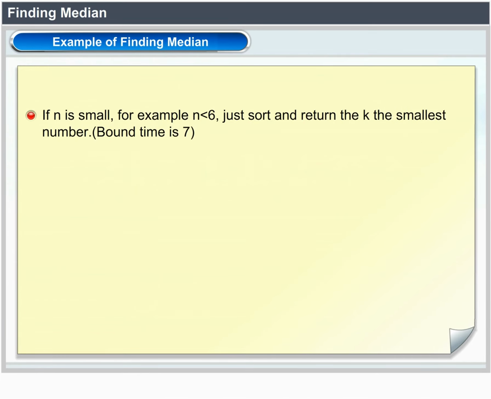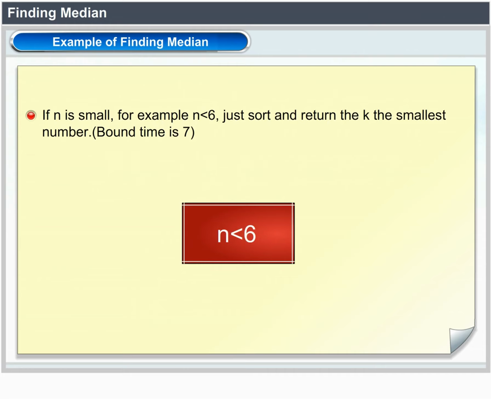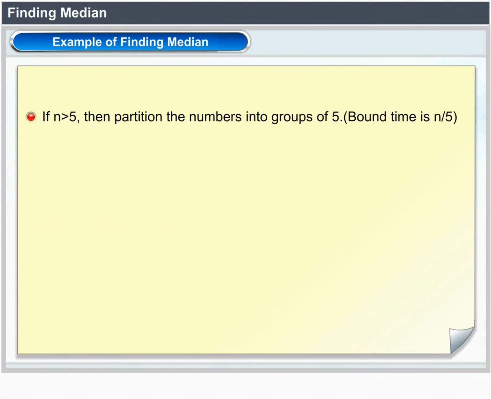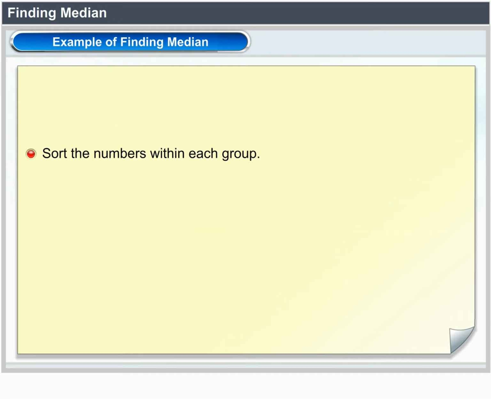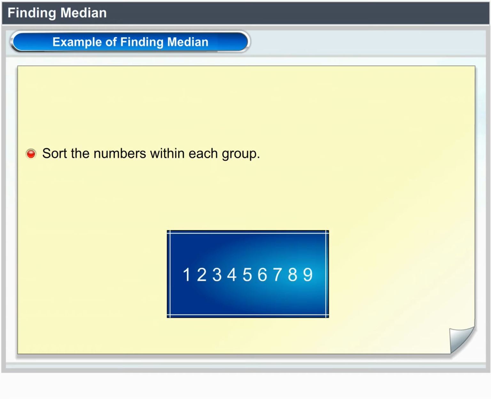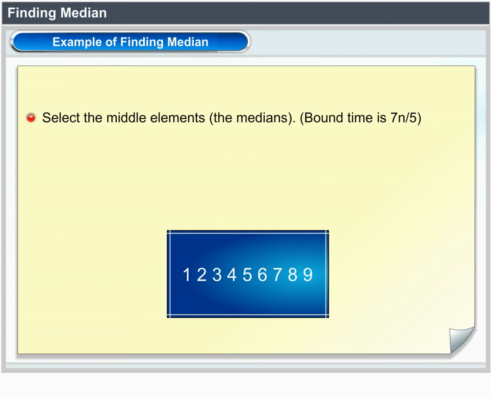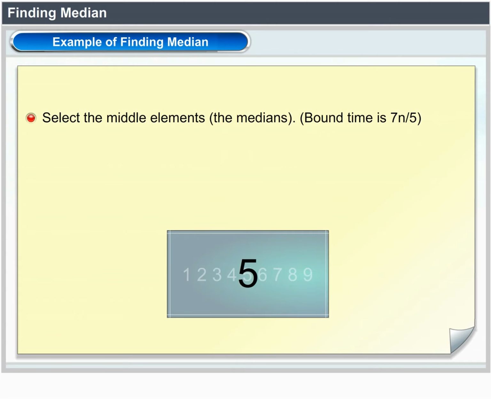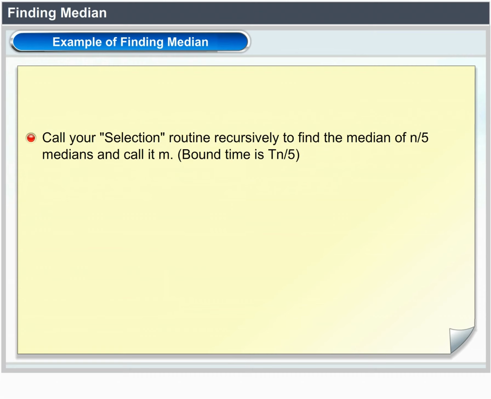If n is small, for example n less than 6, just sort and return the kth smallest number. Bound time is 7. If n greater than 5, then partition the numbers into groups of 5. Bound time is n/5. Sort the numbers within each group. Select the middle elements, the medians. Bound time is 7n/5. Call your selection routine recursively to find the median of the n/5 medians and call it m. Bound time is T(n/5).